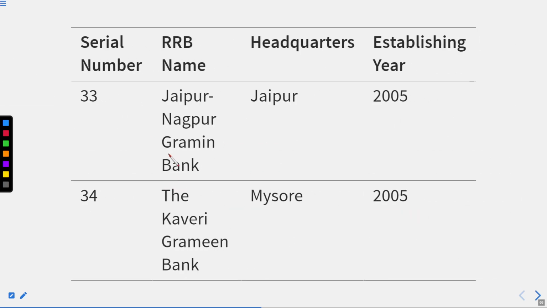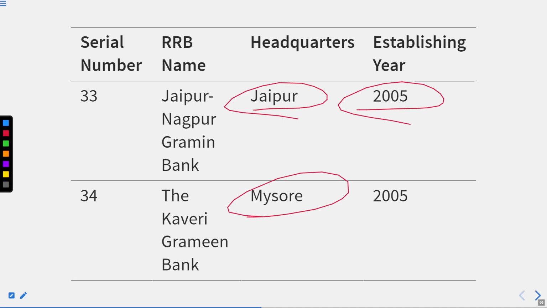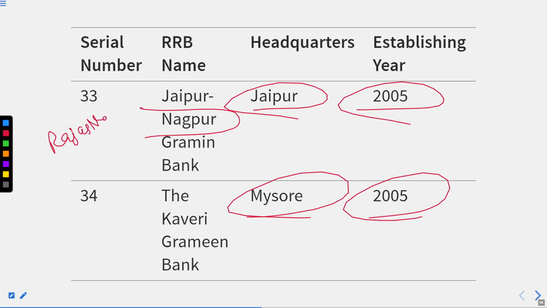We have Jaipur Nagpur Gramin Bank, headquarters at Jaipur, established in 2005. Okay. We have the Kaveri Gramin Bank, headquarters at Mysore, established in 2005. Nagpur is also a place in Rajasthan. Remember this thing. So do not assume that the Jaipur Nagpur Bank is working for Rajasthan and Maharashtra. Okay. Do not assume it. Nagpur is also a place in Rajasthan.